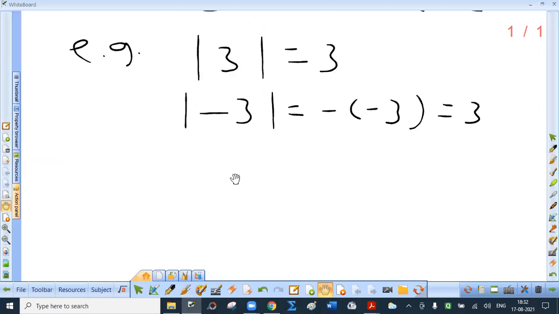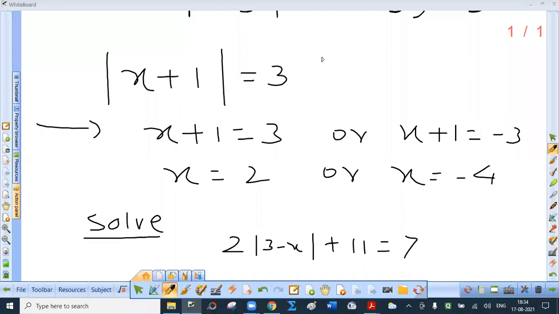Okay. Now, can you solve this equation? Please tell me the value of x. Type your answer in the chat box. See, mod of x plus 1 is 3. Can you tell me the number whose modulus value is 3? Mod 3 is 3. Mod of -3 is also 3. So whatever is written here can be either 3 or -3.